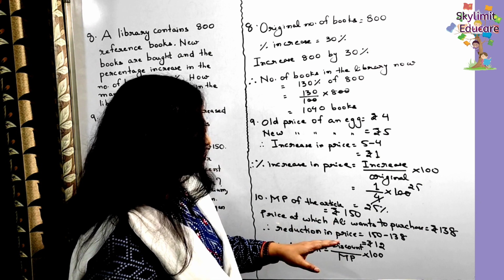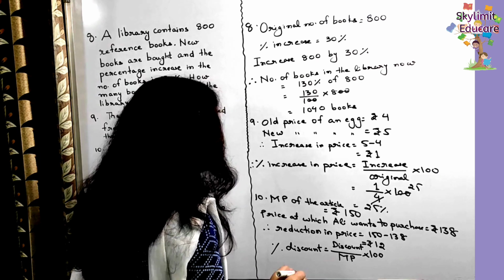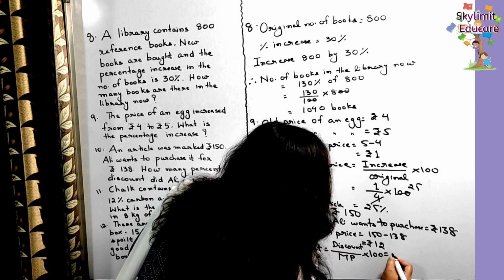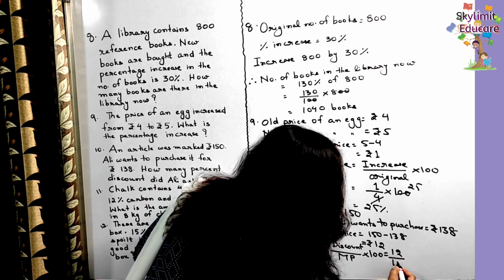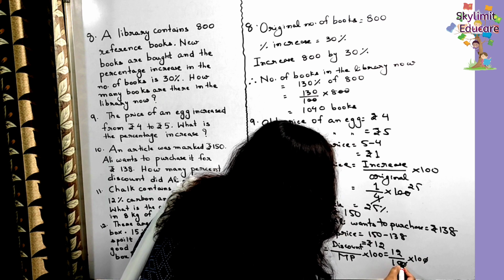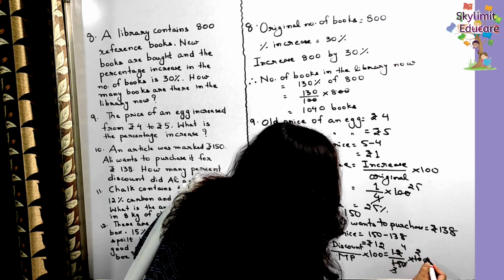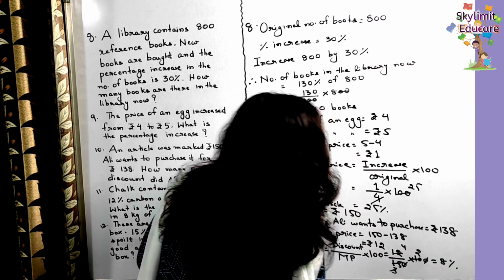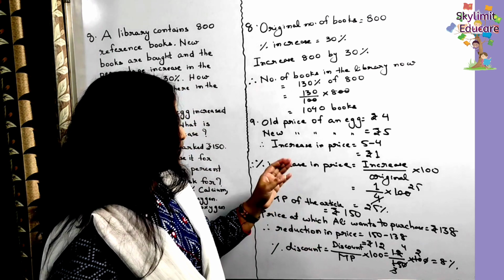So what is the amount of discount Ali wants? He wants the price to be reduced by rupees 12. So that is a discount. Discount is 12. Mark price of the article is 150, right? Multiplied by 100. So we can easily cancel it now. So that means Ali wants a discount of 8%. I think the idea is getting clear. So just remember this formula.